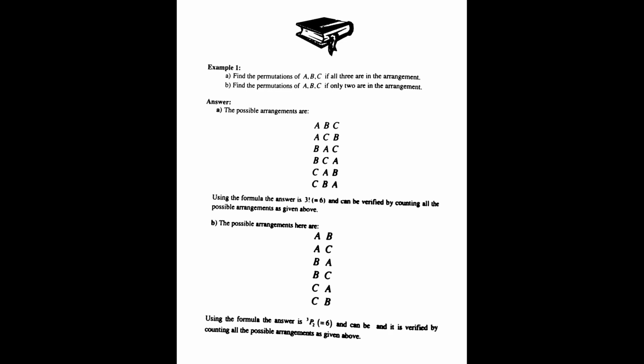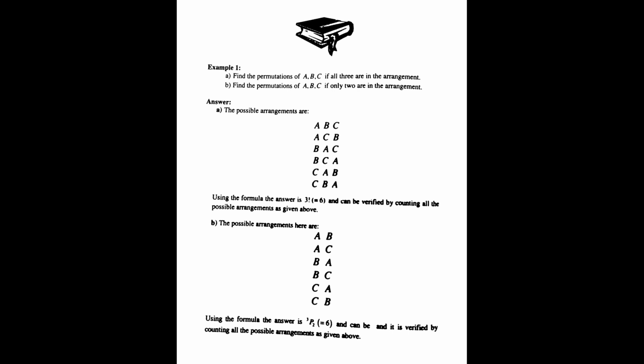This is taken from a textbook, right? Find the permutation of ABC. All 3 are in the arrangement, right? So the first one, the possible arrangements using all of ABC, right? So this is the way of writing. First we write ABC and ACB, BAC likewise, right? BCA likewise. We have 1, 2, 3, 4, 5, 6, right? 6 ways of writing for the first Roman number.